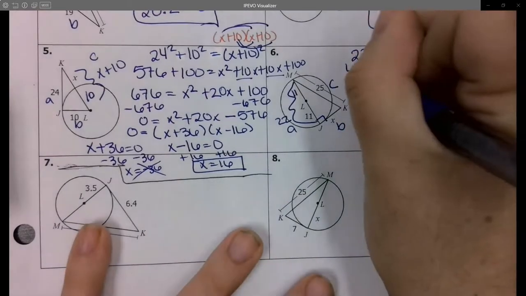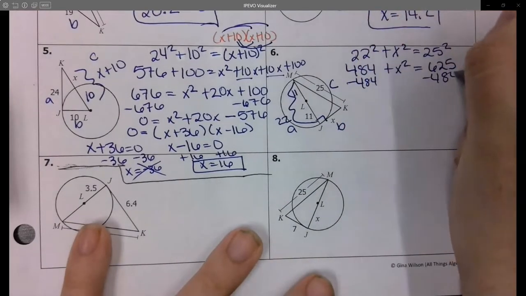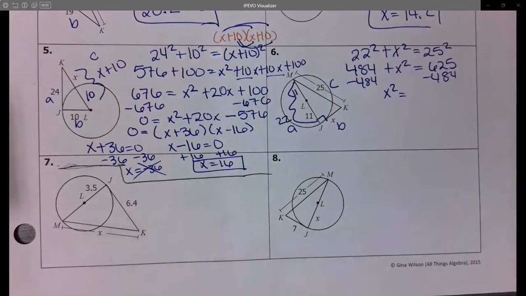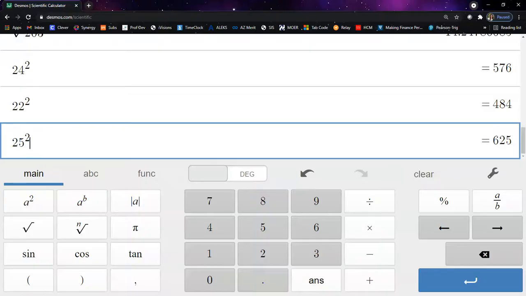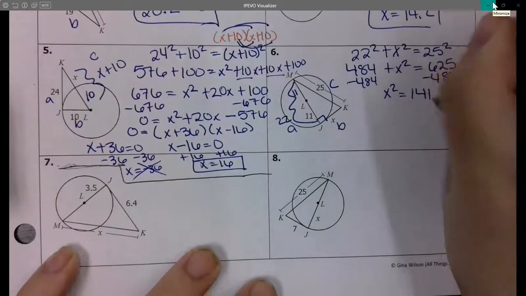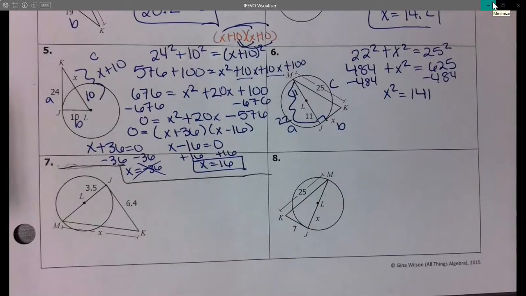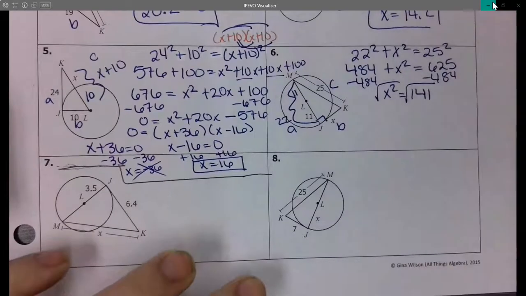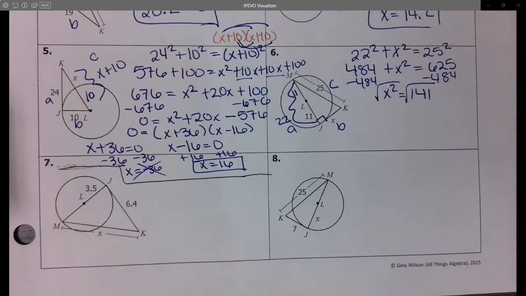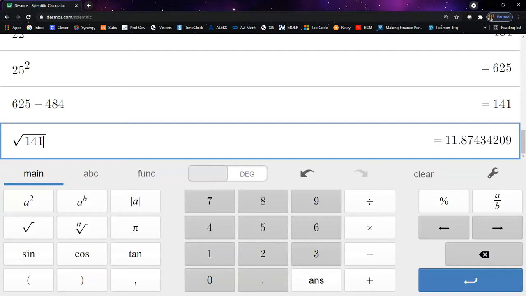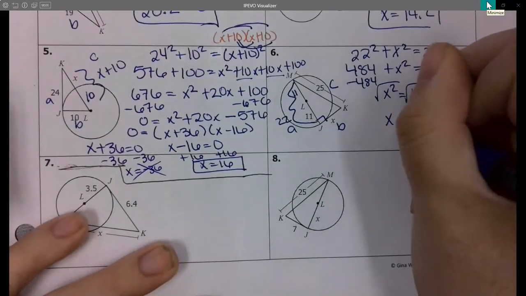Then I want to go ahead and subtract 484 on both sides. This gets me x squared, and then 625 minus 484 is 141. Then I want to go ahead and square root both sides, which gets me 11 point, and then this is going to round to a 9 because of the 7. So my answer here is 11.9.